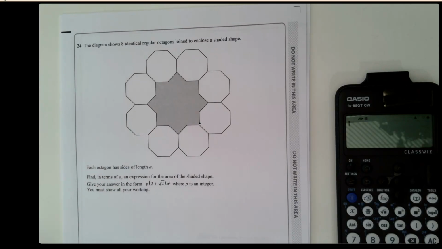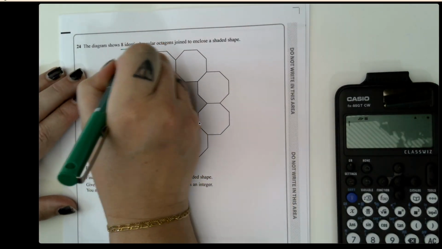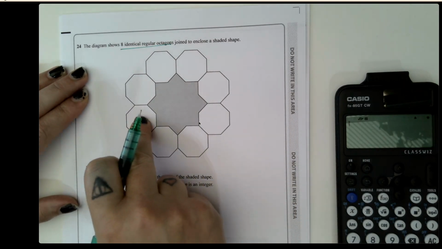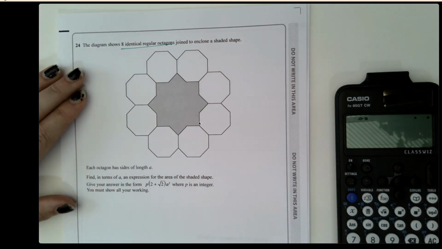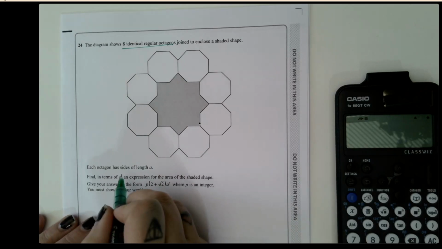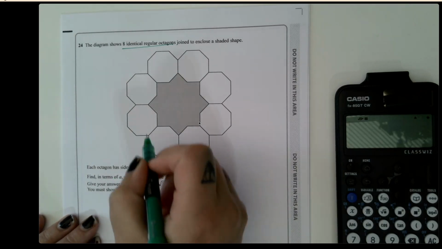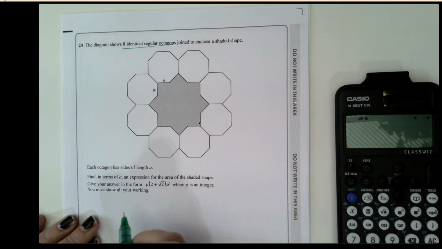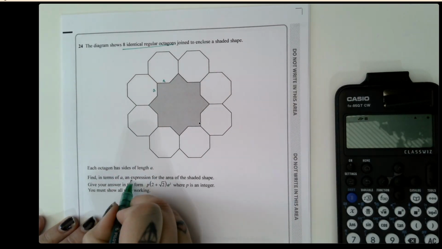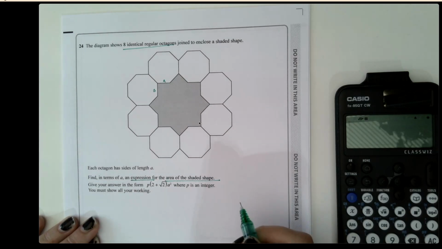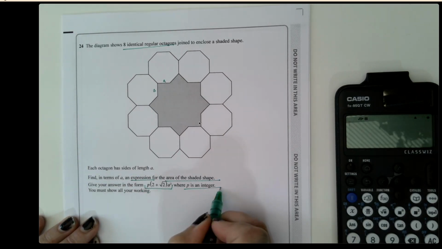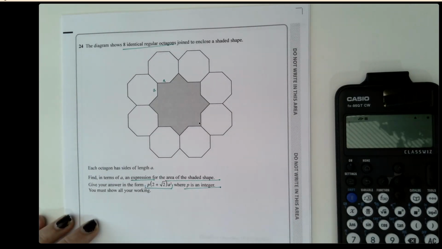Question 24. The diagram shows 8 identical regular octagons, 1, 2, 3, 4, 5, 6, 7, 8, joined to enclose a shaded shape. Each octagon has side length A, so this side is A, this side is A, and so on. Find, in terms of A, an expression for the area of the shaded shape. Give your answer in this form where P is an integer. Integer means a whole number. You must show all your working out.